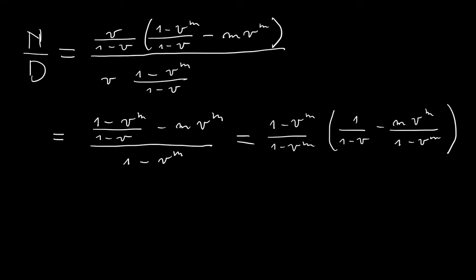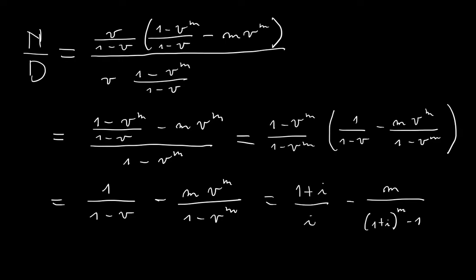What we can do is collect a 1 minus v power m on both the numerator and the denominator, because it is the common term, and at the end we remain with 1 over 1 minus v, minus m multiplied by v power m over 1 minus v power m. And by simply putting in the definition of v, we have a function of the interest rate I and of the maturity m.